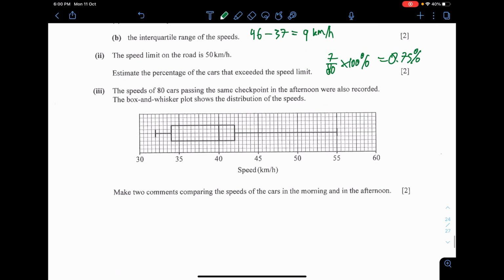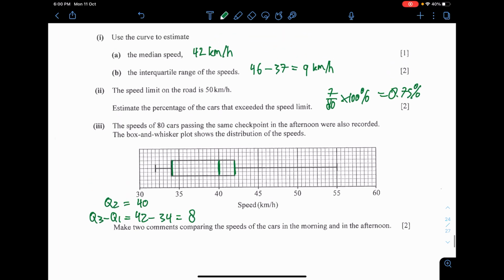The speeds of 80 cars passing the same checkpoint in the afternoon were recorded. The box and whiskers are given to be here. Make 2 comments comparing the speed of the cars in the morning and in the afternoon. Okay, what we need to do to make a good comparison is to find the median and the interquartile range. So the median is actually the middle of the box and whisker, which is 40. The interquartile range is Q3 minus Q1. So from here, this is actually 41, 42. Minus here, this is 34. So then I got 8.